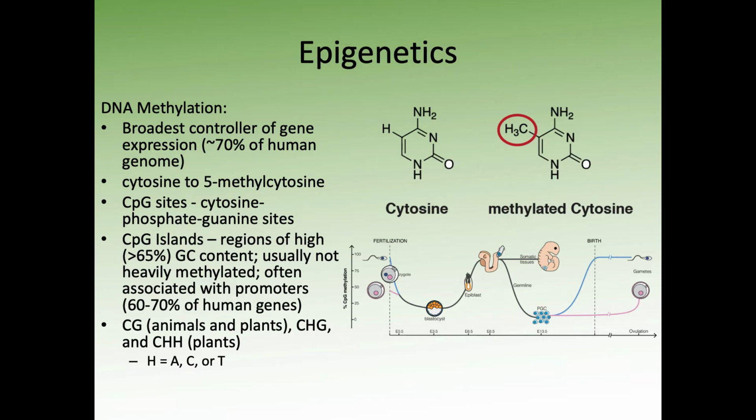In addition to just CG, we could look at CHG or CHH, where H basically stands for either a C, an A, or a T. So in other words, it could be a CAG or a CCG or a CTG. These are also regions where we might find some evidence of variable methylation.